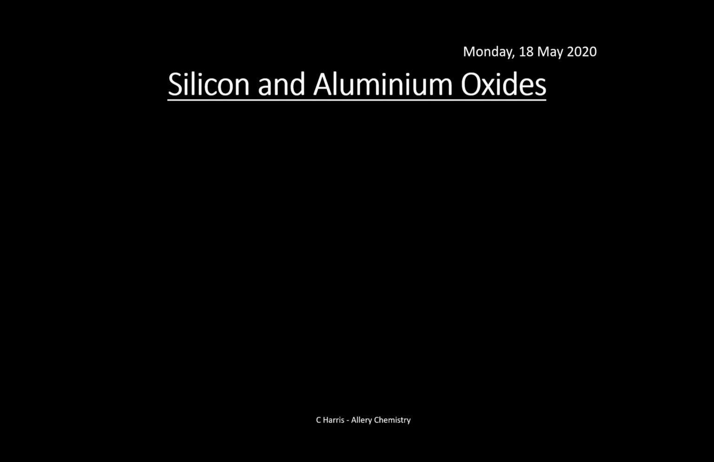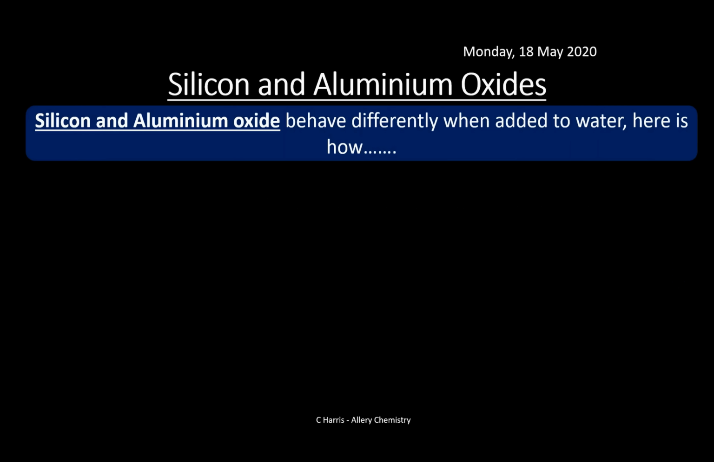So we haven't obviously left them out either. These actually behave differently when we add them to water, and this is why we've put them to one side. So we've looked at our sodium and magnesium oxides when we add them to water, and we've looked at phosphorus and sulfur. So now we're going to look at silicon and aluminium, which are the ones in the middle.